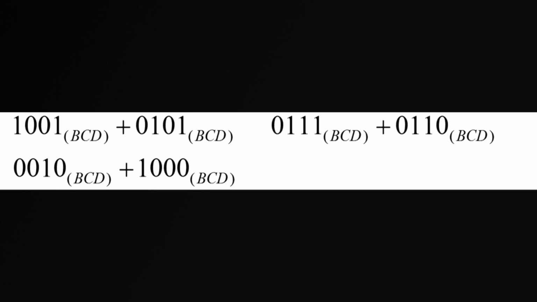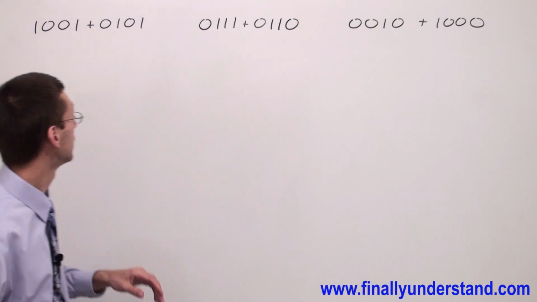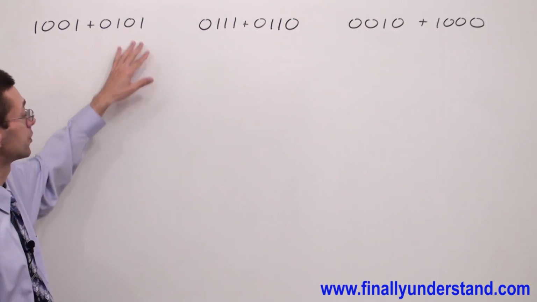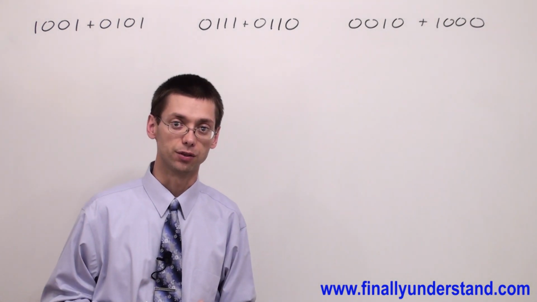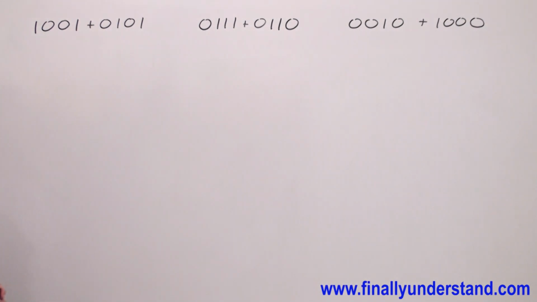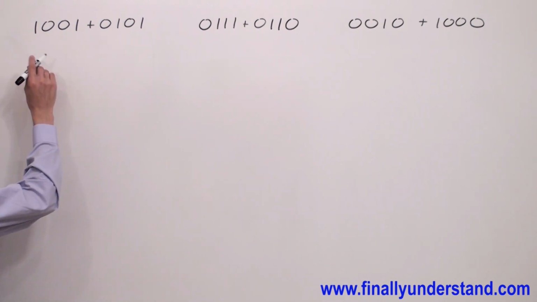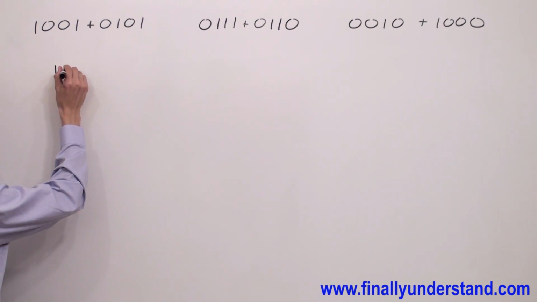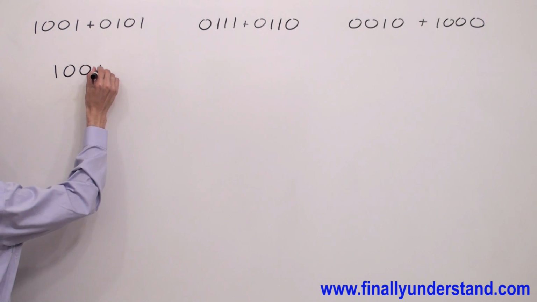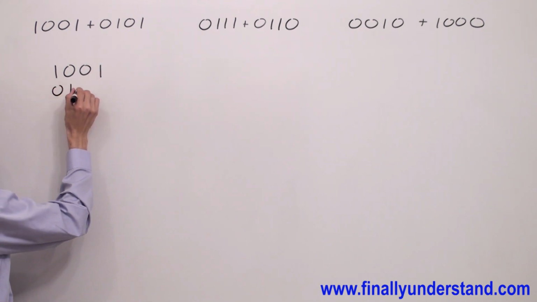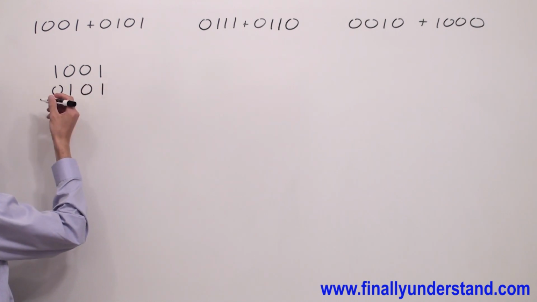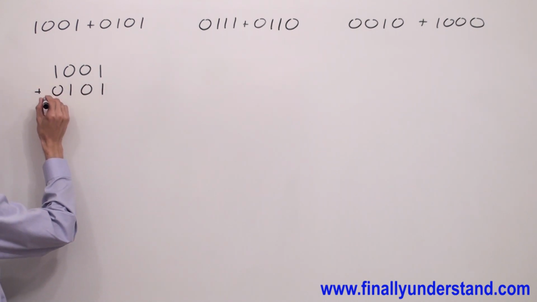Let's take a look at these examples. Keep in mind that anytime we add BCD code behind 4 bits, we have always decimal digit. So how are we supposed to look at this problem? We have 1, 0, 0, 1. And I have 0, 1, 0, 1. Of course, we talk about BCD, and we're supposed to add these two codes together.